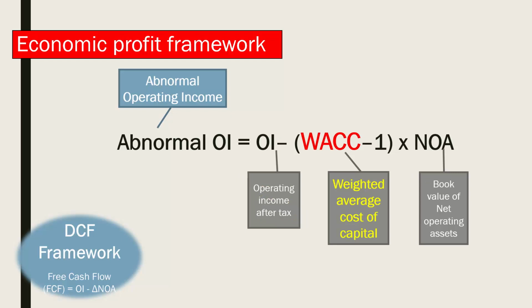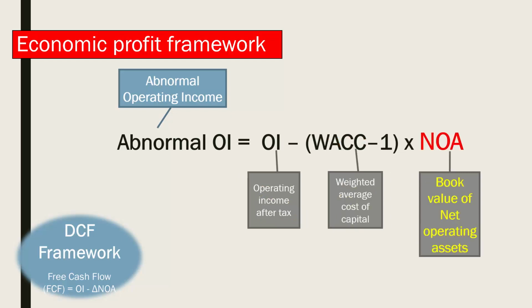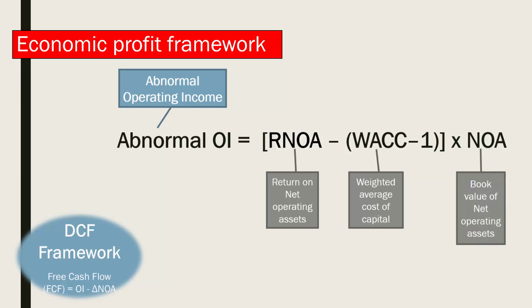weighted average cost of capital times its net operating assets. This can be restated as abnormal operating income equals return on net operating assets minus the weighted average cost of capital, all times net operating assets, where return on net operating assets equals operating income divided by net operating assets.